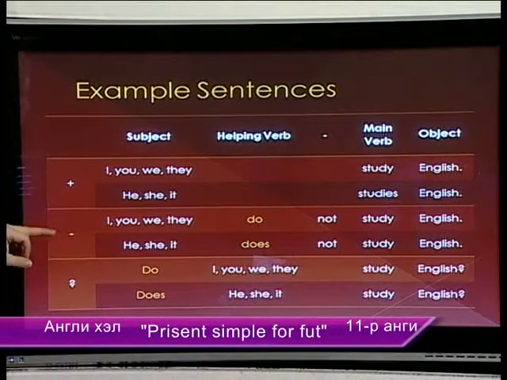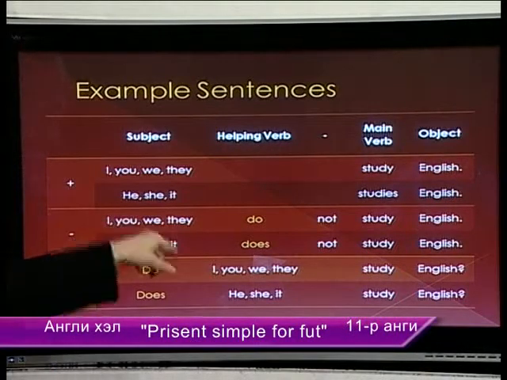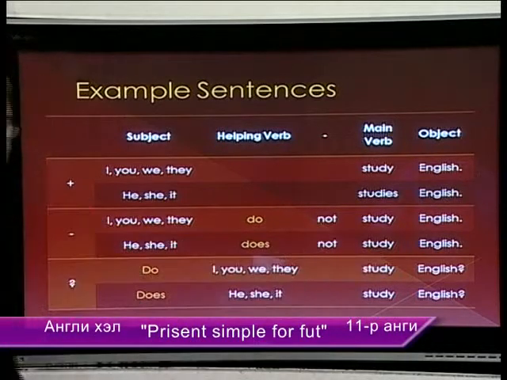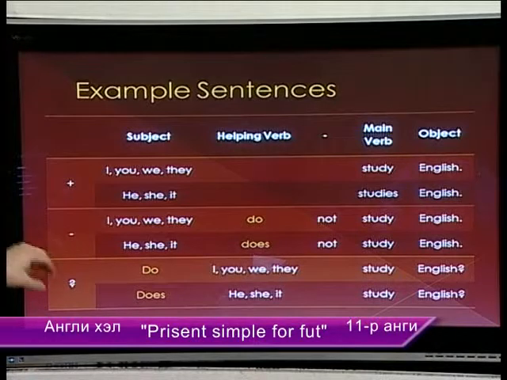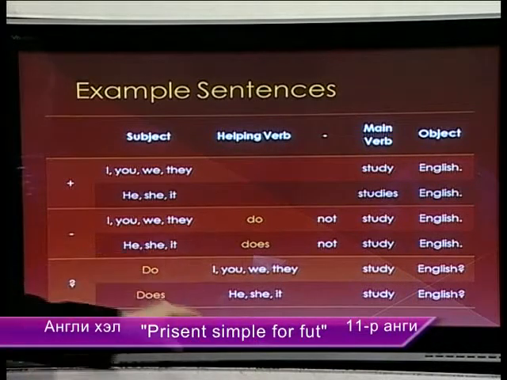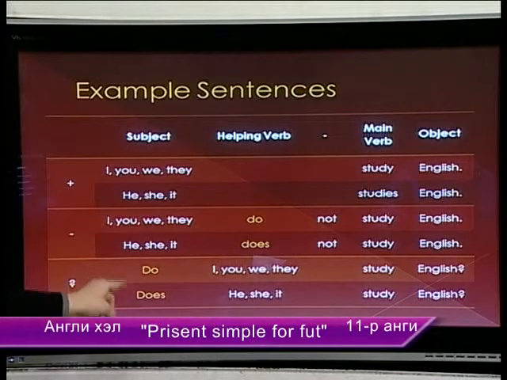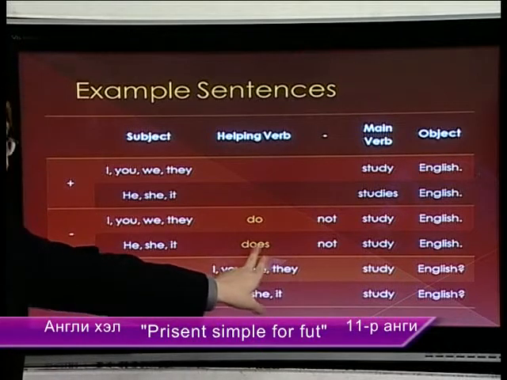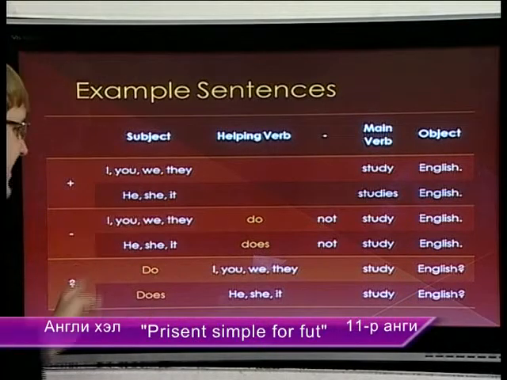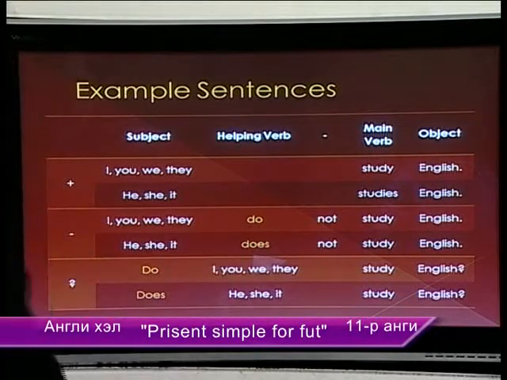Except now we get into negative. I, you, we, they do, here's our helping verb, not study English. All right? And our subject, he, she, it, does. This is third person, he, she, it. So we add the s, or es, onto the end of the helping verb, not study English. He does not study English.